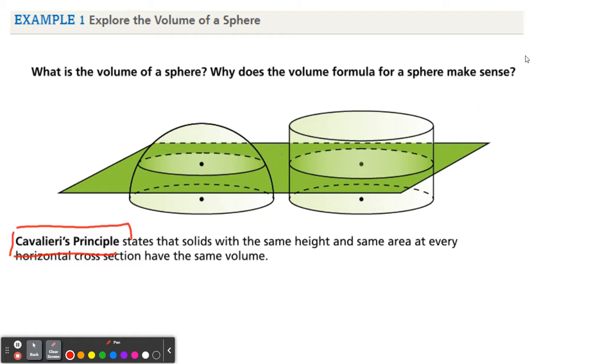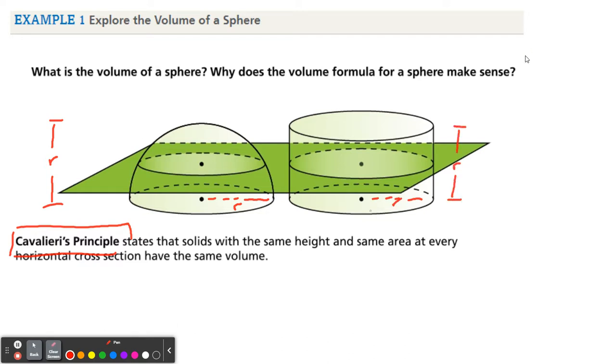So in this picture here, I have a hemisphere. This hemisphere is going to have a radius of r, and it has a height of r, because it's half of the sphere, and if we go straight up, that's also r. Over here, this cylinder is going to have a radius of r again, and it has a height of r.